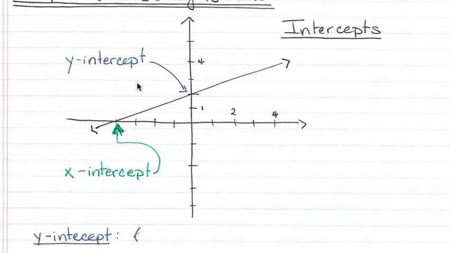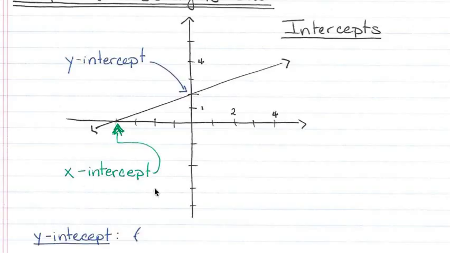Okay, now, intercepts. A y-intercept is pretty much what it sounds like. It is the point where the line intercepts or crosses over the y-axis. So this is the y-axis, this is the line, this is the point where they touch each other. That is the y-intercept. You should only have one of those.